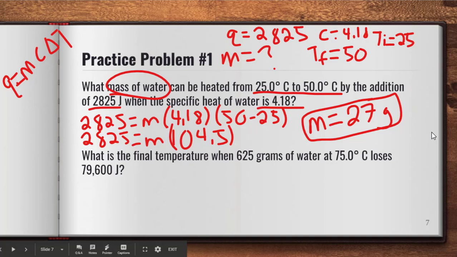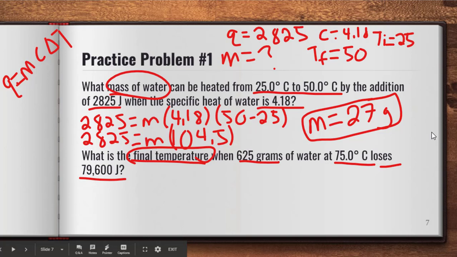Let's do the practice problem on the bottom here. What is the final temperature when 625 grams of water at 75 degrees Celsius loses 79,600 joules? Now here's the thing to think about. We're looking for the final temperature. That's what the question's asking for. We're given mass, the initial temperature, and the fact that it loses 79,600 joules. So if we're losing heat, then Q is going to be negative.